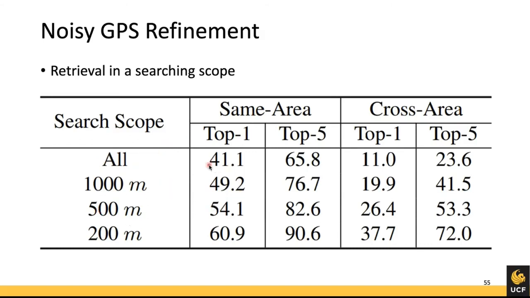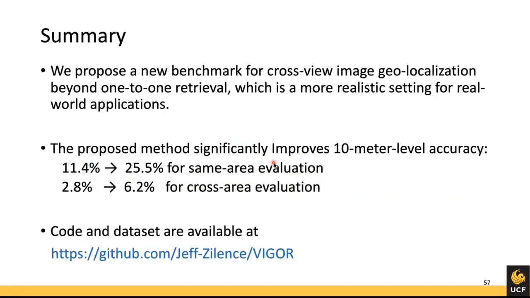As you can see, with the search space becoming smaller in terms of the radius, the accuracy is able to improve because you don't have as many confusing examples in the retrieval process. Okay, so in summary, from this work, we propose a new benchmark for cross-view image geolocalization beyond one-to-one retrieval, which is a more realistic setting for real-world applications. And our method is able to significantly improve the 10-meter level accuracy. And the dataset and code are available on this link.